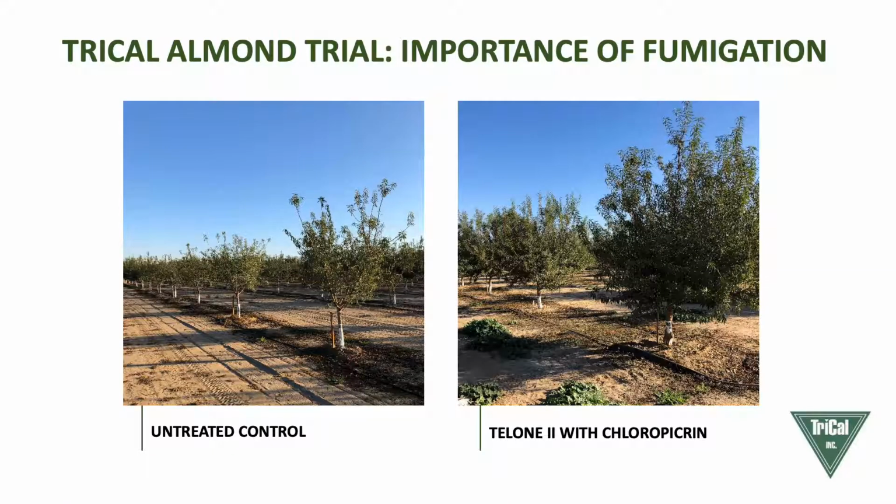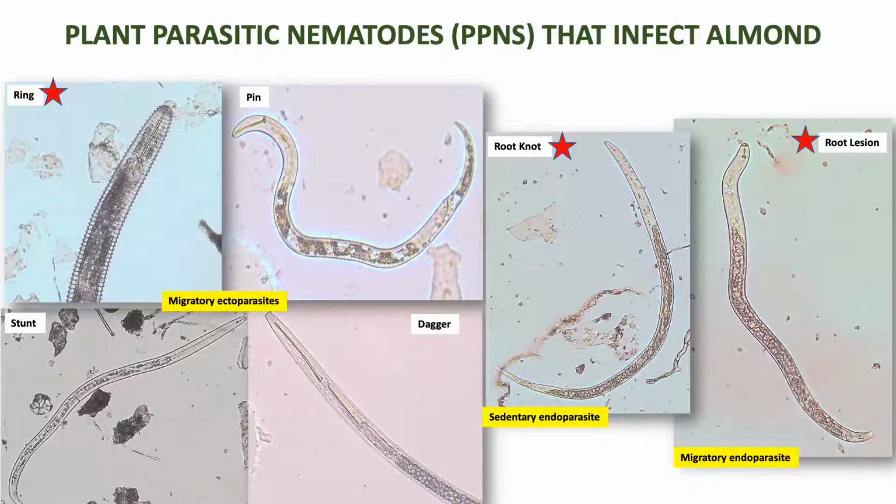Within this almond trial, we are documenting tree growth. You can visually see the difference in canopy growth among the fumigant treatment, Telone with chloropicrin, compared to the untreated control. We are also examining all types of plant parasitic nematodes, ranging from migratory ectoparasites such as ring nematode and dagger to endoparasites such as root knot and root lesion.